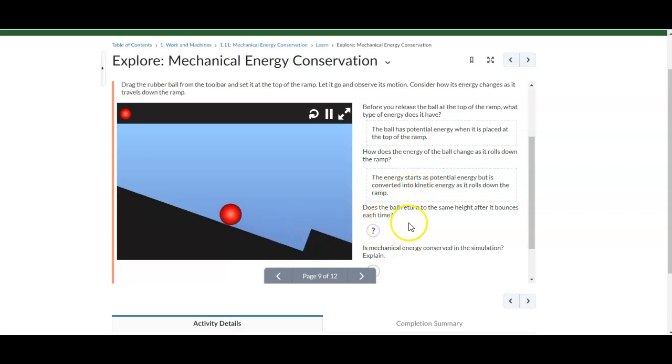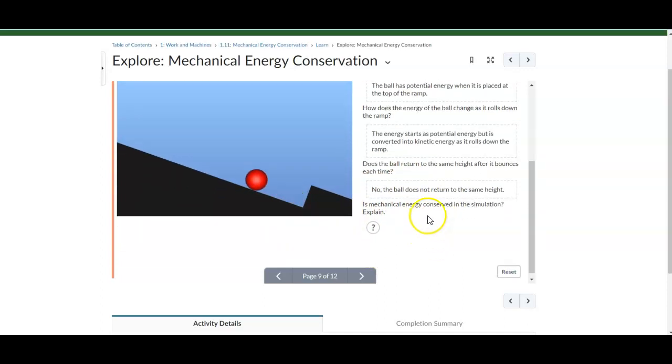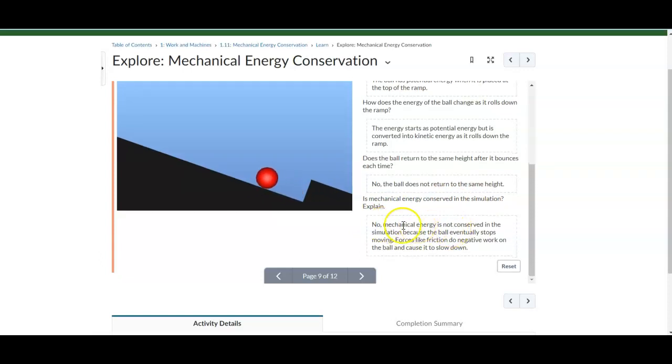to change direction. And does the ball return to the same height after it bounces each time? No, it does not. And is mechanical energy conserved in this simulation? No. So no mechanical energy is conserved in the simulation because the ball eventually stops moving. So we can see that movement getting smaller, smaller, smaller. So forces like friction do negative work on the ball and cause it to slow down. So we can see that right now it's not moving because enough friction has caused the negative work and it has stopped.